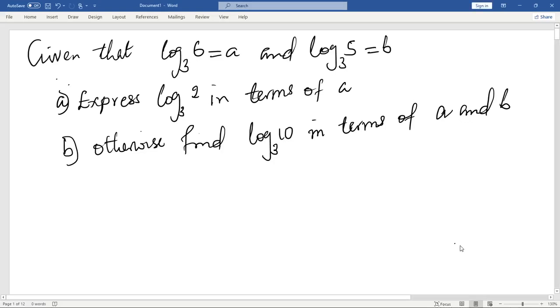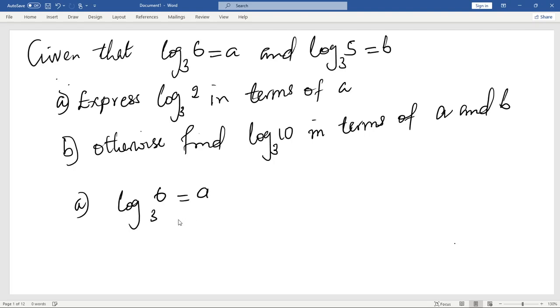Okay, so we have this question here. Given that log 6 to the base 3 is equal to a, and log 5 to the base 3 is equal to b, express log 2 to the base 3 in terms of a. So for a, we get the expression that we have here, which is log 6 to the base 3 is equal to a.